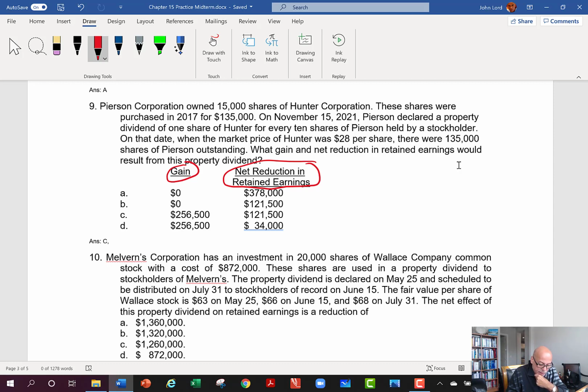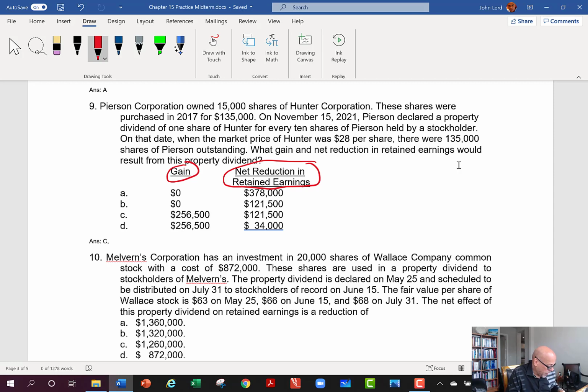Okay, so we take a look here, and they tell me they have these 15,000 shares of Hunter Corporation. These shares were purchased for $135,000. Then on November 15, 2021, Pearson declared a property dividend of 1 share of Hunter for every 10 shares of Pearson held by a stockholder. On that date, when the market share of Hunter was $28 per share, there were 135,000 shares of Pearson outstanding. What gain and net reduction in retained earnings would result?